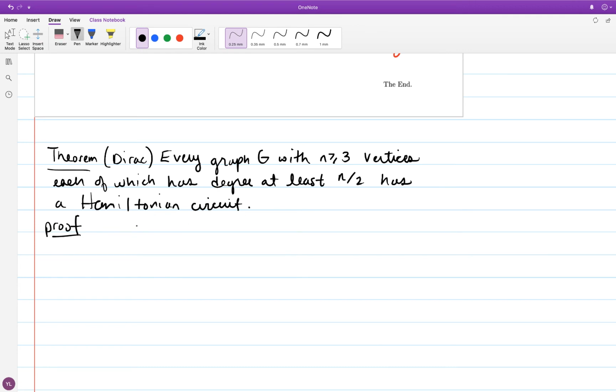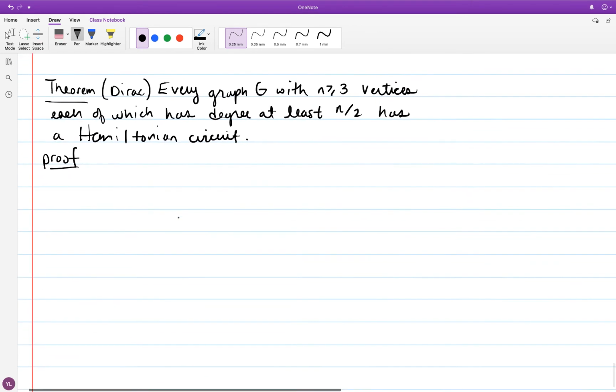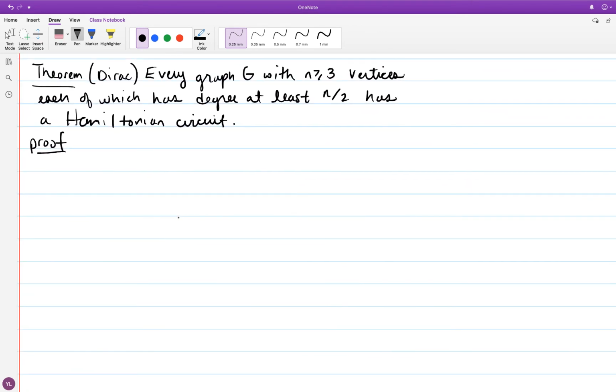It's a really cool proof. It gives you a feel for how graph theory proofs go. If you like this section, you should definitely take a graph theory course. It's a really fun area.